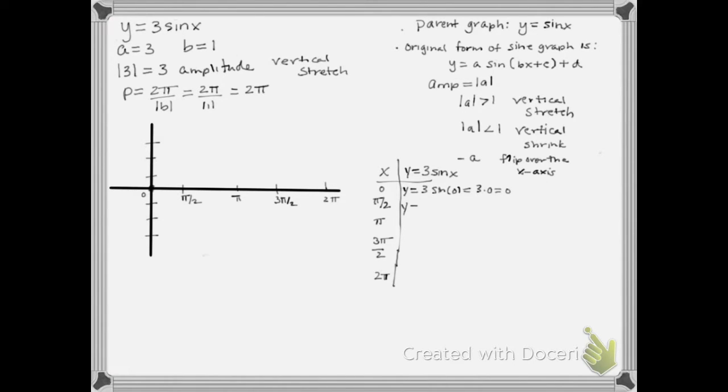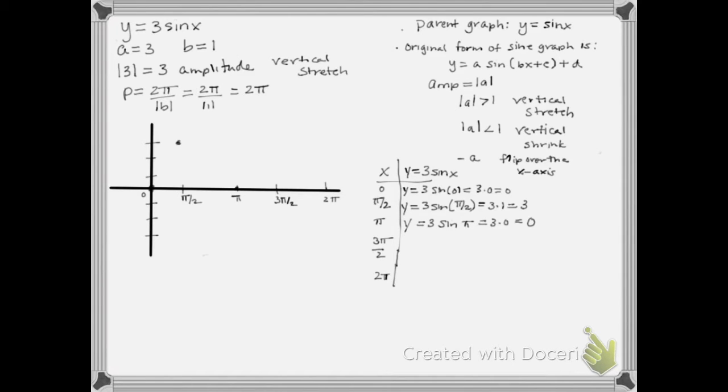And then I substitute my next angle in, and that's 3 sine of pi over 2. And if I go and look on my unit circle, sine of pi over 2 is 1. And 3 times that 1 is going to be 3. So I go to pi over 2 and I plot my 3. All right, my next angle is pi. So y is equal to 3 times sine of pi. Well, I know that the sine of pi is 0. So 3 times 0 is 0. So at pi, I'm going to be at 0.